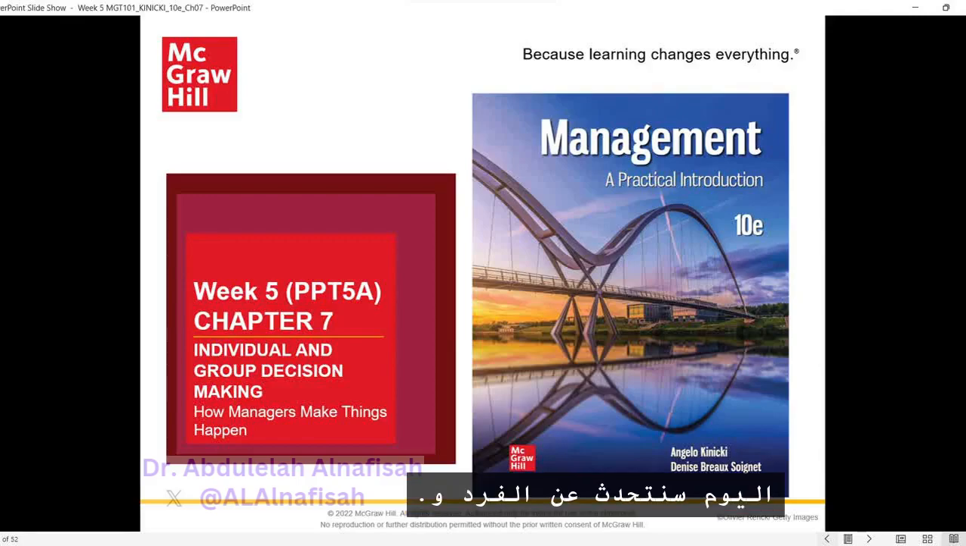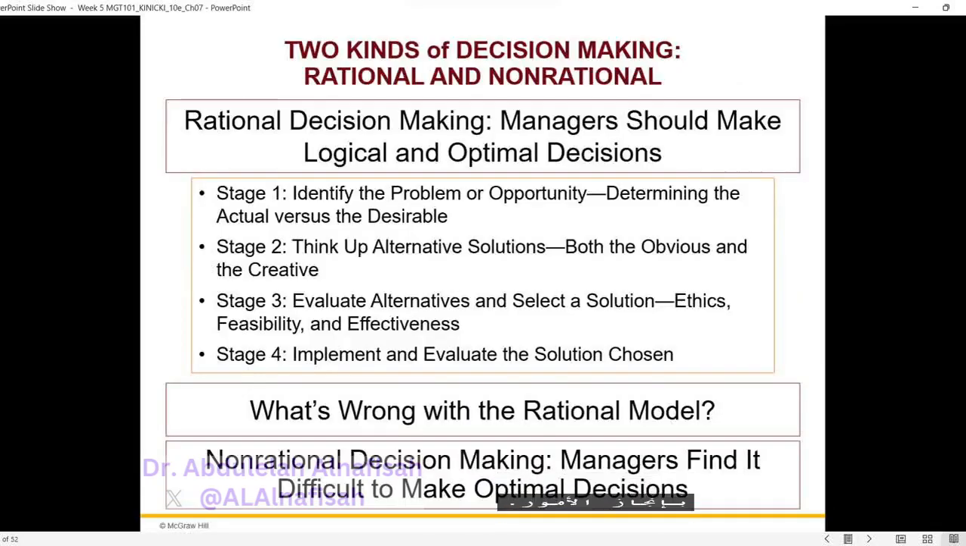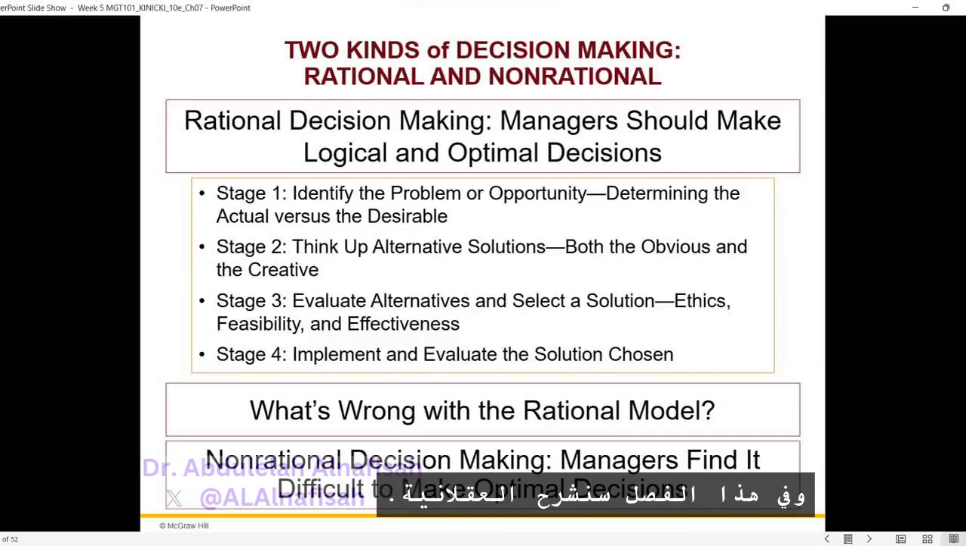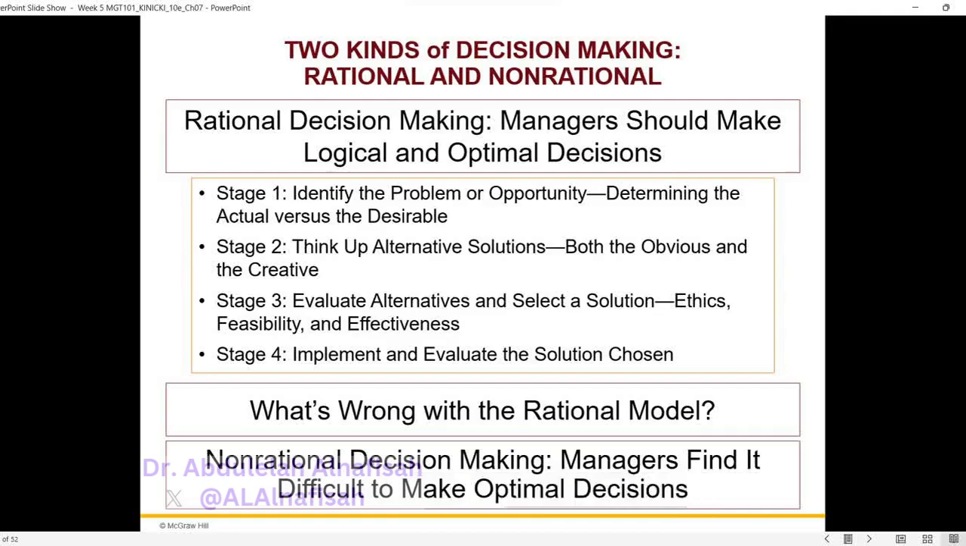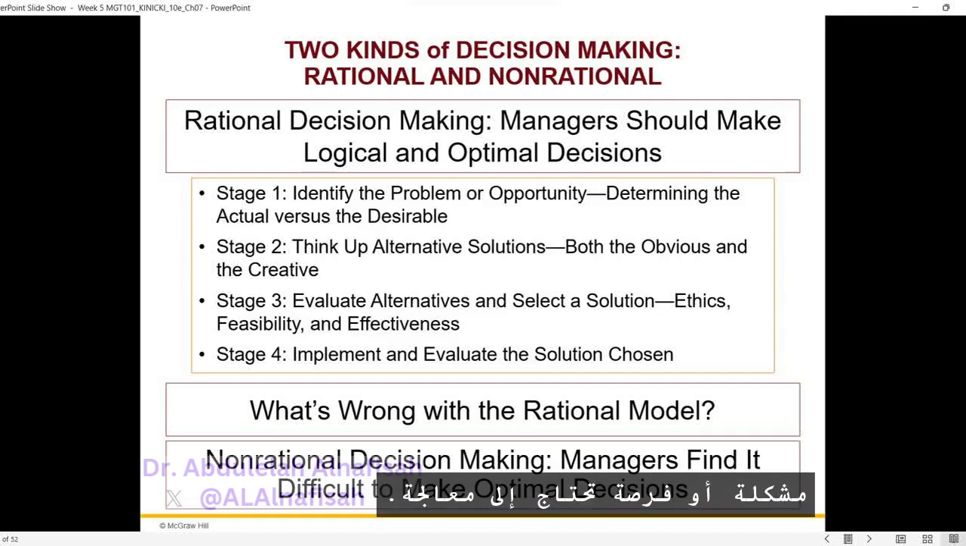Today we will talk about individual and group decision making, how managers make things happen. In this chapter, we will explain rational decision making and its stages. The stages are: Stage 1. Identify the problem or opportunity, determining the actual versus the desirable. This stage involves recognizing and defining the problem or opportunity that needs to be addressed.